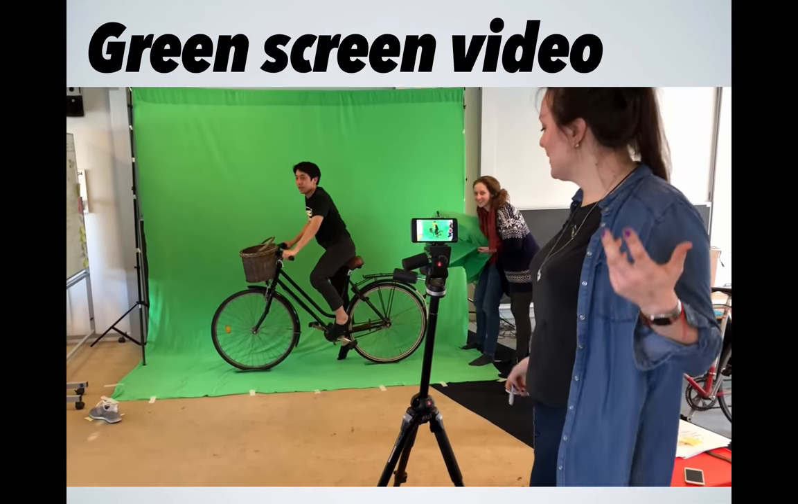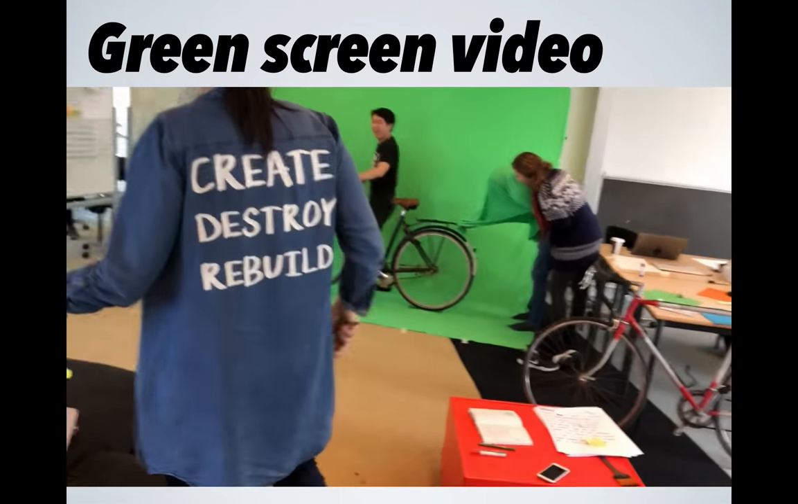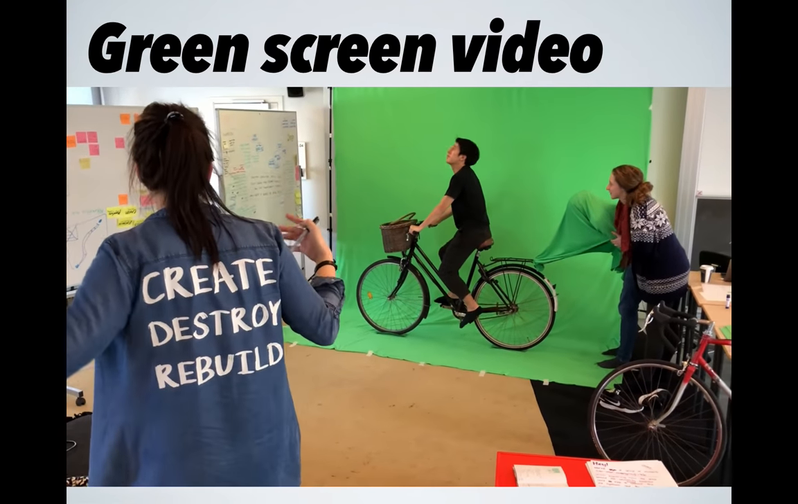this was last year when they tried to simulate a service journey where the user was bicycling through Copenhagen through all of the different touch points of their service.